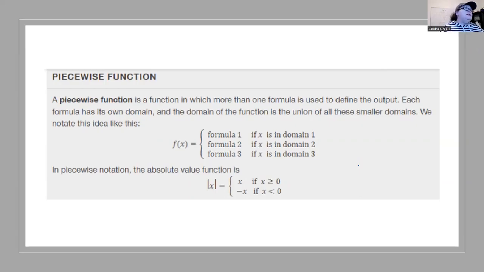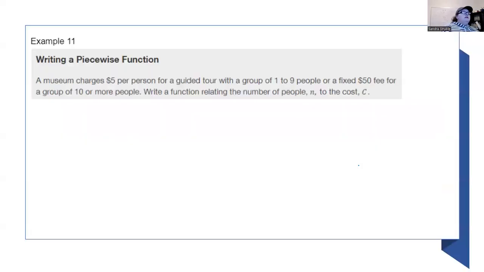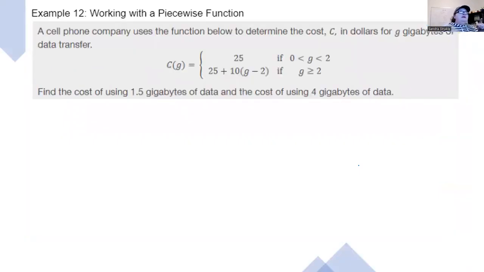All right. So piecewise function, they're going to provide you different formulas and then specific domains that go along with those. Let's just look into some examples. That's going to probably be the easiest. And this isn't a really good example for it, but this one's something really good that you're going to want to use going forward. So it says a cell phone company uses the function below to determine the cost, C, in dollars for G gigabyte data transfers. So it says find the cost using 1.5 gigabytes of data and the cost of using 4 gigabytes of data.